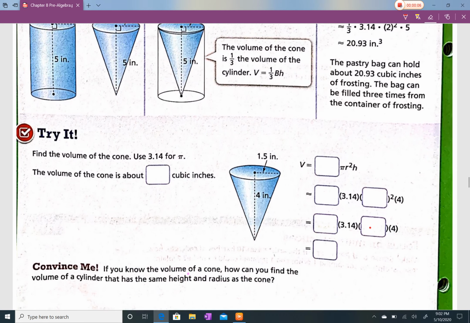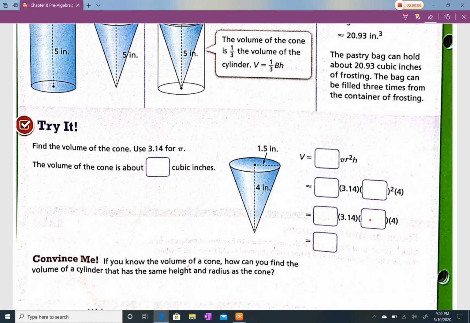So in this question we are going to do the volume of a cone, and as we know the volume of the cone is 1/3 pi r squared h. They told us to find the volume and pi as 3.14, which is already given, so I just have to use 1/3. R in this case is 1.5, so I'll write here 1.5.